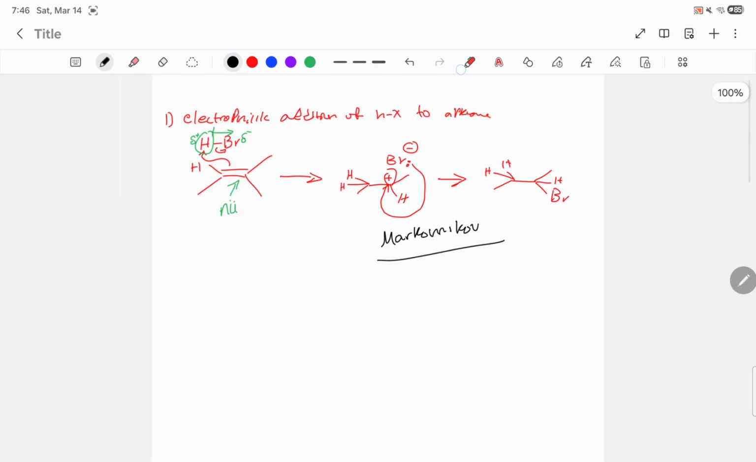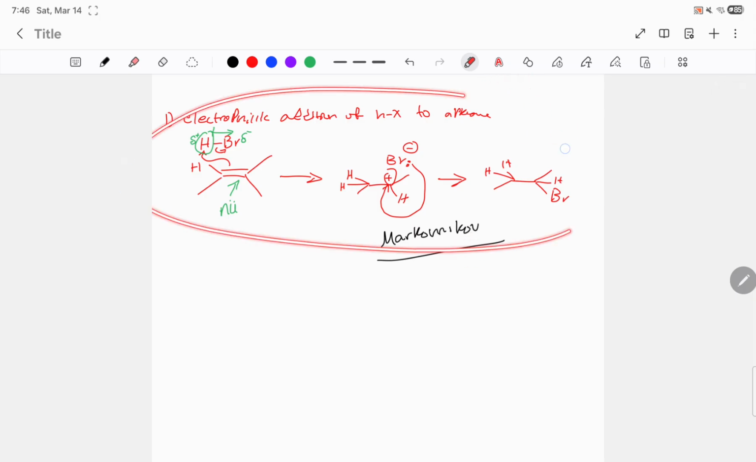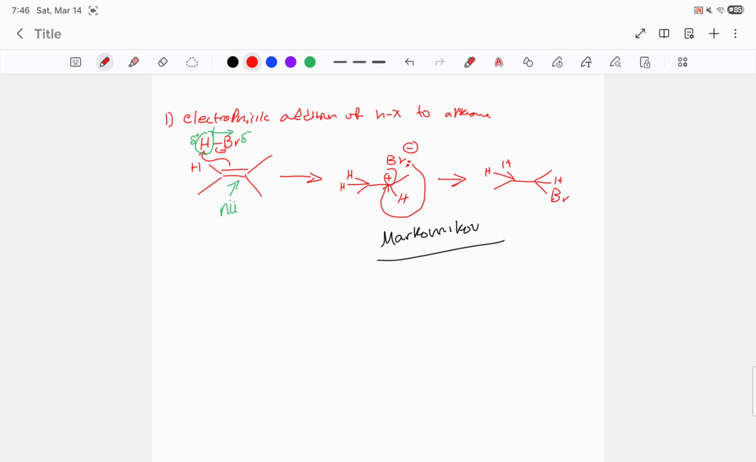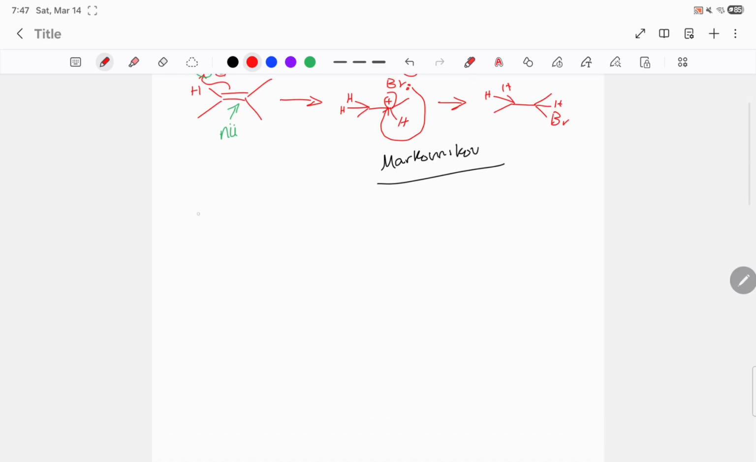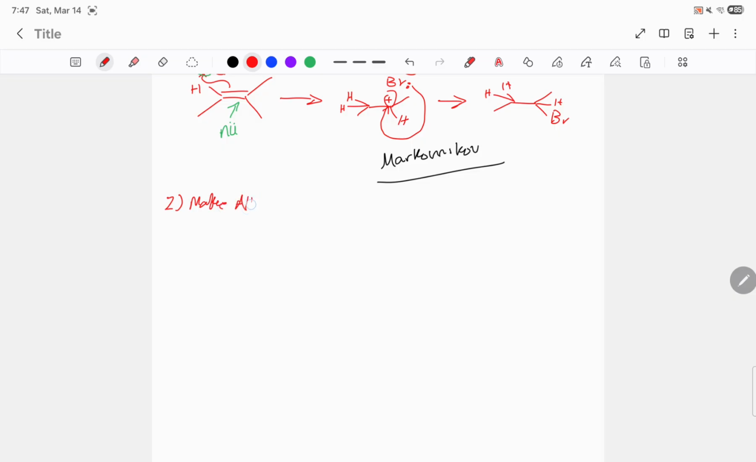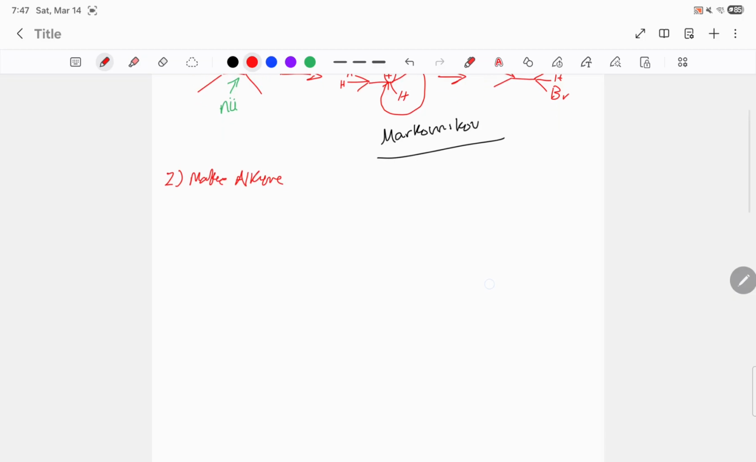One of the first ones we looked at for making an alkyl halide is this electrophilic addition of HX to our pi bond, or to our alkene specifically. Amazing. The next kind of reaction we're going to take a look at is how do you actually make an alkene? Let's say you have an alkyl halide, just like the one that we made here. How can I make an alkene?